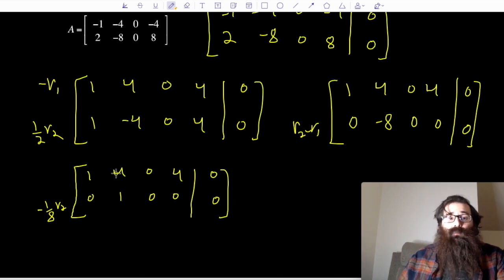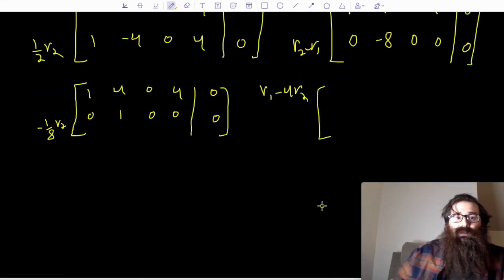Now I want to try to get rid of that 4 in the second entry of row 1. I want to get a 0 there. So I can work with my row replacement. I can replace row 1 with row 1 minus 4 times row 2. Should be the winning operation there.